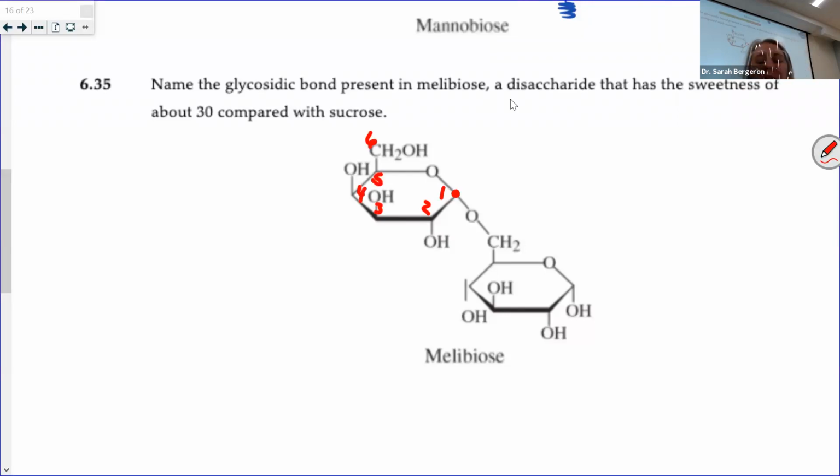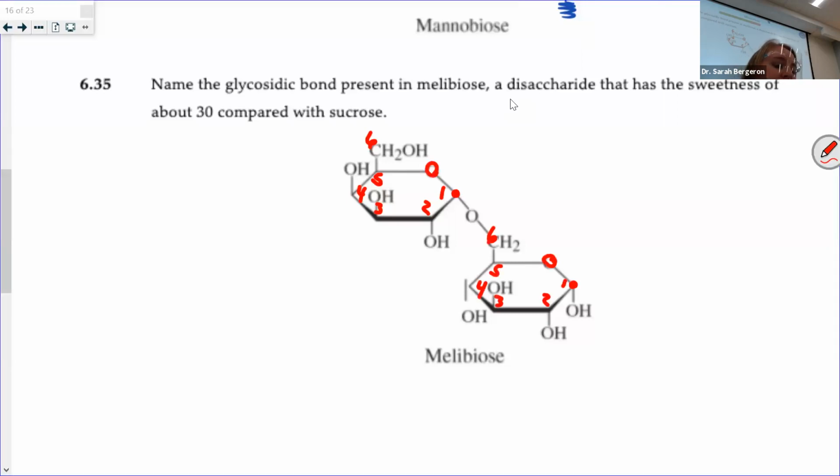Okay, let's number our other ring. Where's our anomeric carbon? All the way over here. Right, how do we know it's the anomeric carbon? It's bound to 2 oxygens, and one of those oxygens is inside the ring, right? Okay, so it doesn't have any other carbon, so 1, 2, 3, 4, 5, 6.